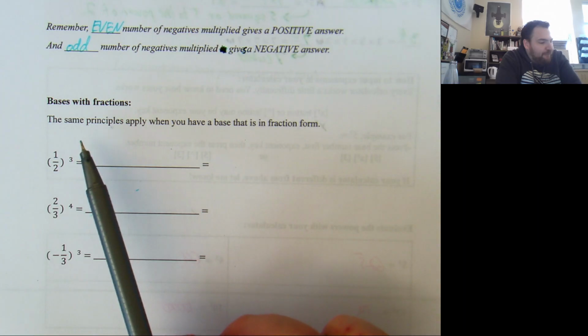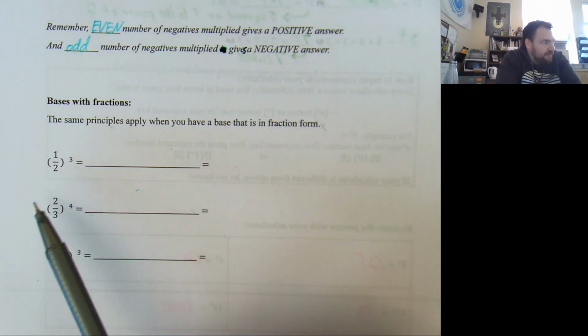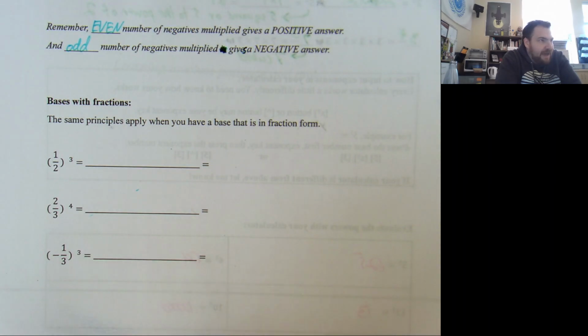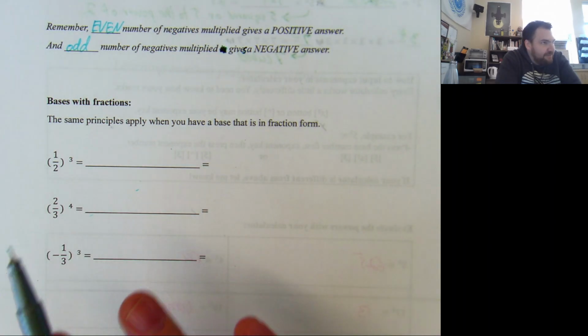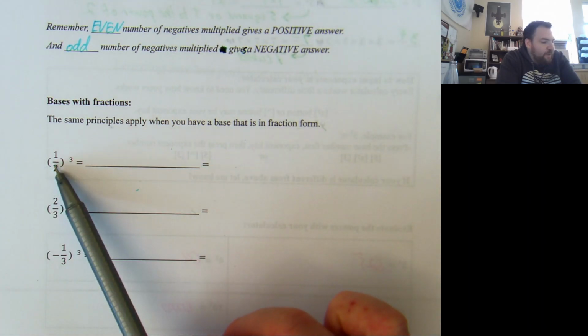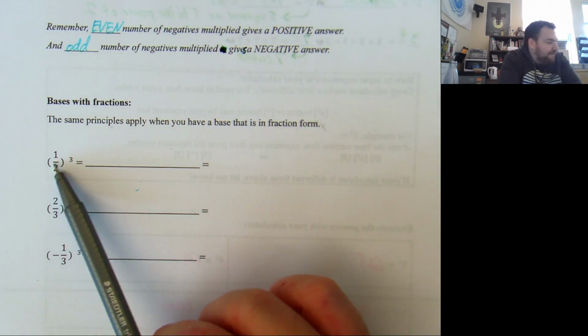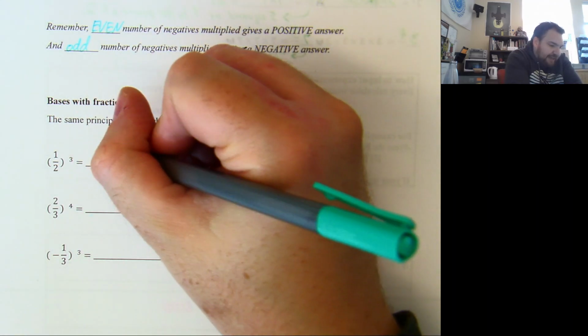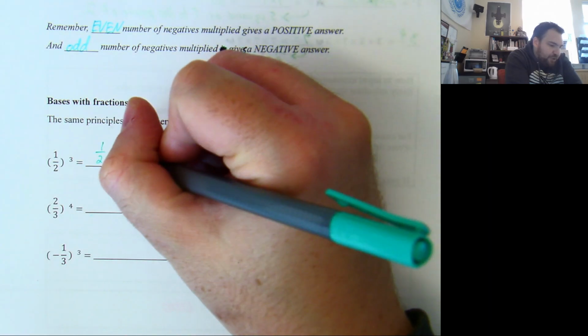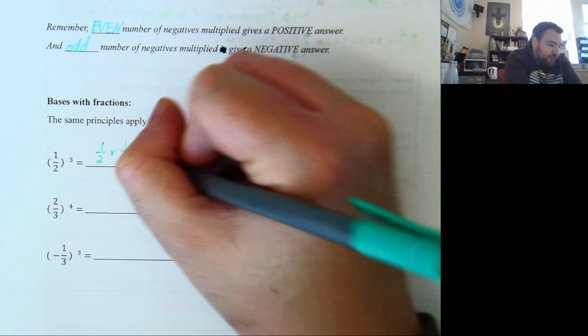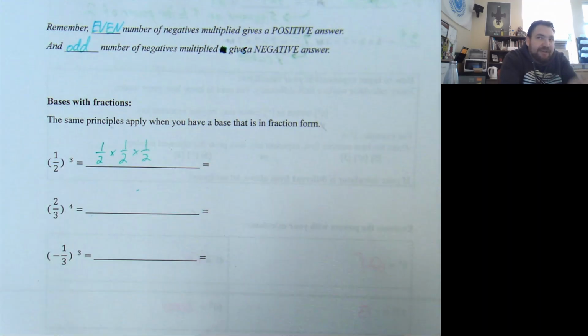So, fractional bases work the same way. It doesn't matter what's inside the base. We treat it the same way as we would anything with an exponent on it. So if I have 1/2 cubed, that's the same thing as writing it as 1/2 times 1/2 times 1/2. It doesn't matter that it's a fraction. We treat it the same way.